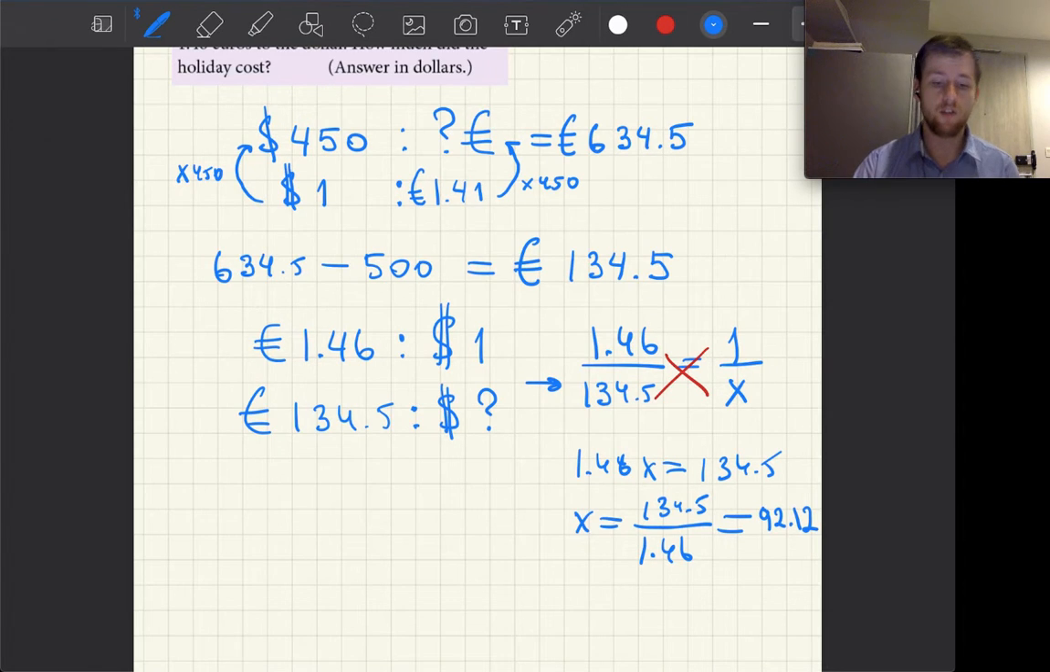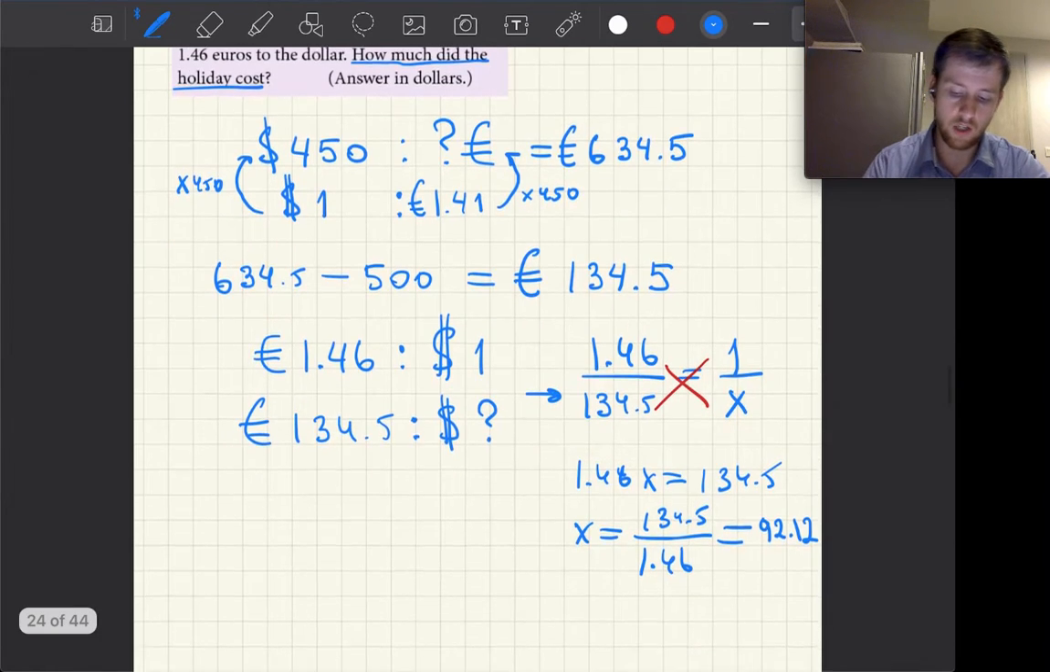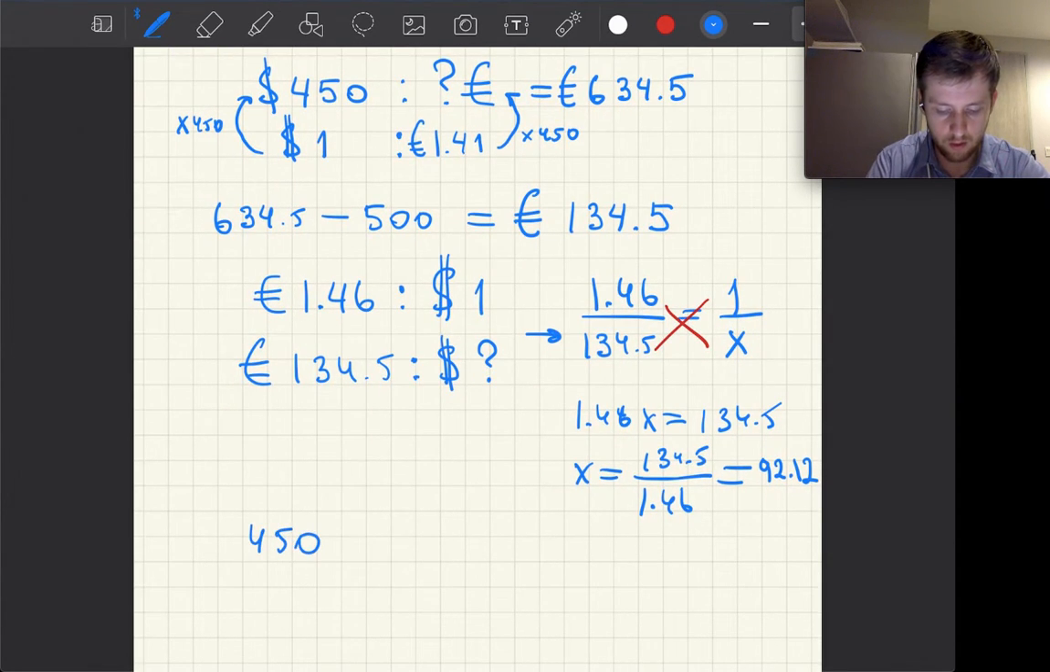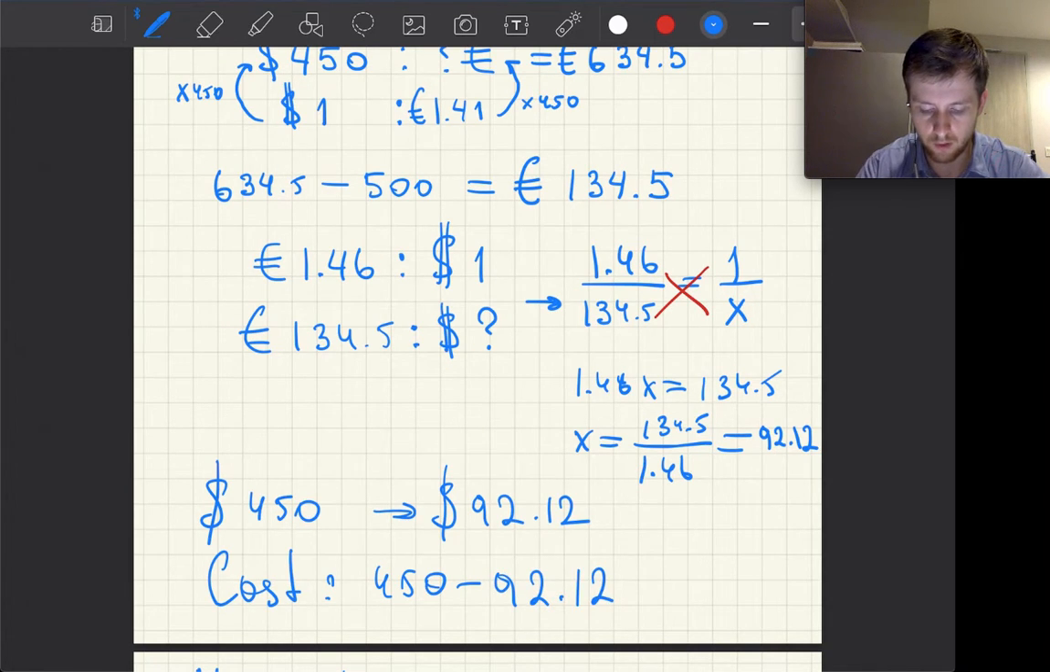So the final question is how much did the holiday cost? How much did the whole holiday cost this family? They had $450 in the beginning. At the end of the holiday, what was left is $92. So how do you find the total cost? Well, we just subtract, right? So the cost is $450 minus 92.12, which is going to be equal to 357.88. So this was the total cost of their holiday.